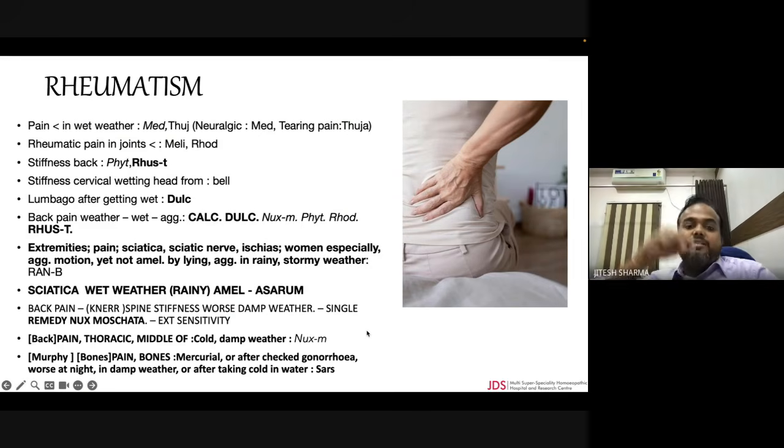Back pain, spine stiffness. So the patient will come and the spine will be very stiff in rainy weather. The only and only remedy, that is Nux moschata. That is a single remedy, Nux moschata. They have typical stiffness in the spine in wet weather. Also, they complain of thoracic pain, in the middle of the thoracic region. That is Nux moschata.